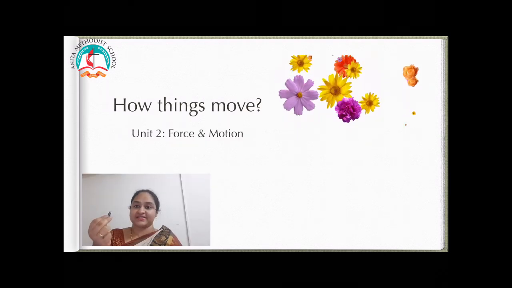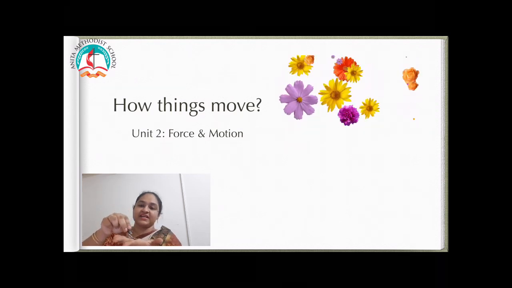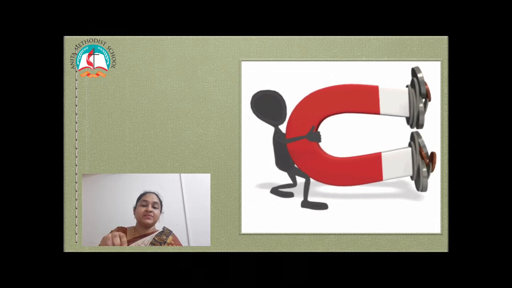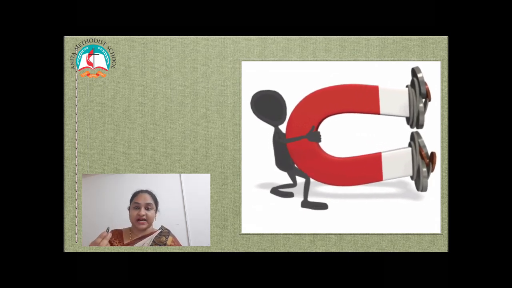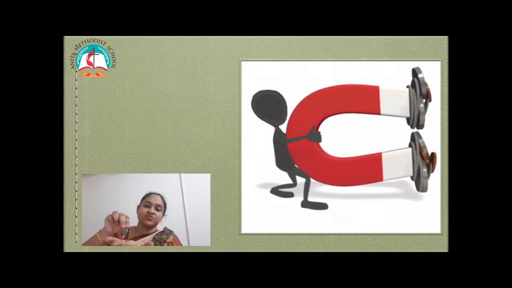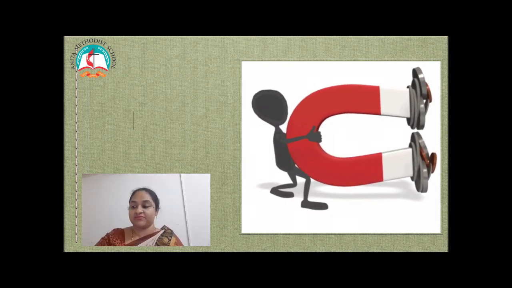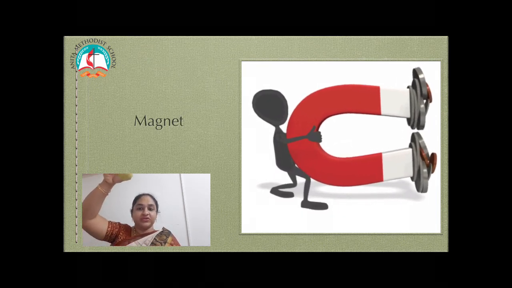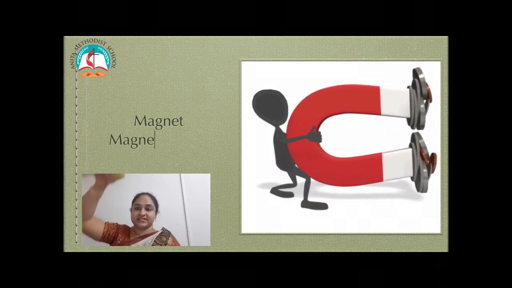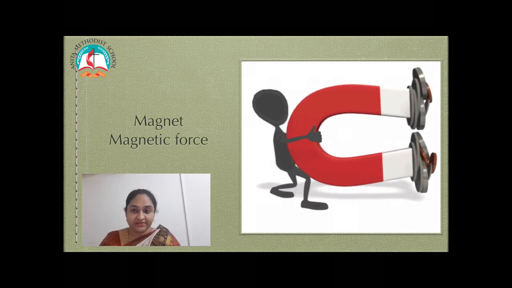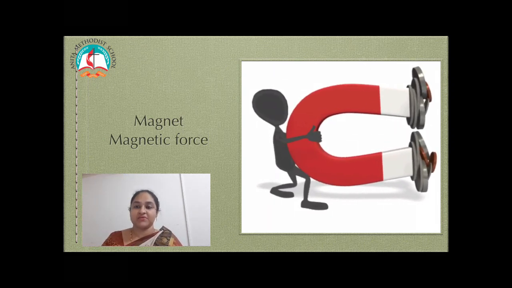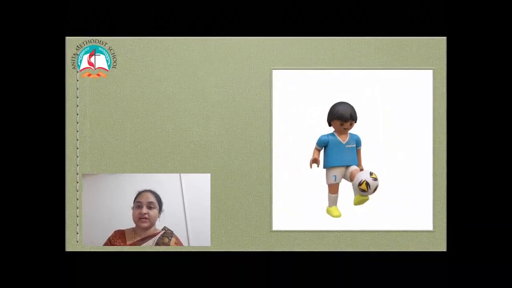Take a magnet, and when you bring the magnet near coins, what happens? The magnetic force in the magnet pulls the coins towards itself. You can even use nails. When you drop a ball from a height, due to the gravitational force, the ball comes down. The ball is pulled down.